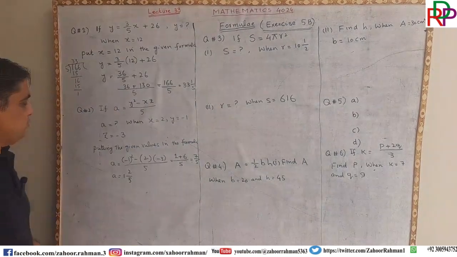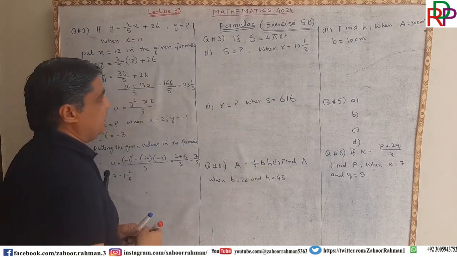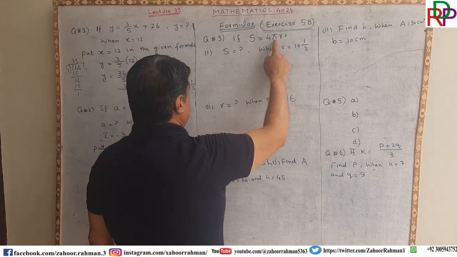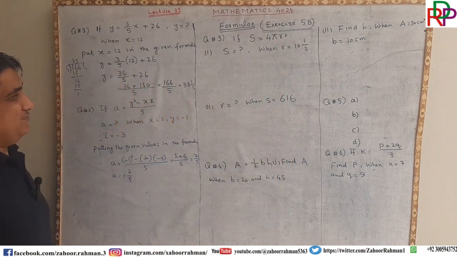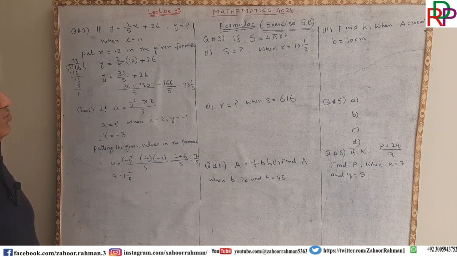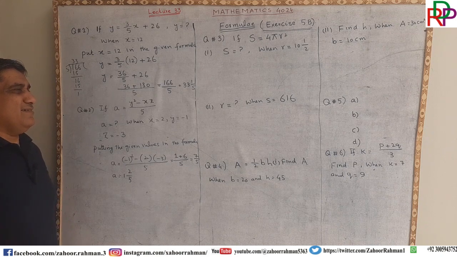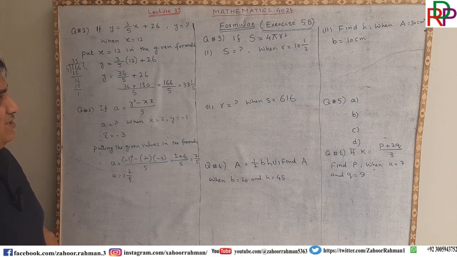Okay, now let us do the next part, and that is S is equal to 4 pi r square. This sign is known as pi, and whose value is 22 over 7, 3.14159, etc. Nobody so far has found the correct value of pi. Whenever we are taking the value, it is a near approximation.